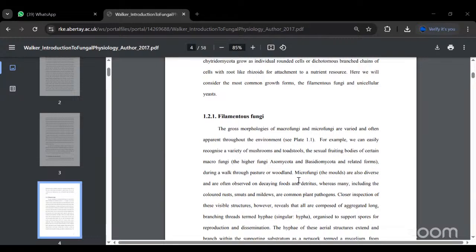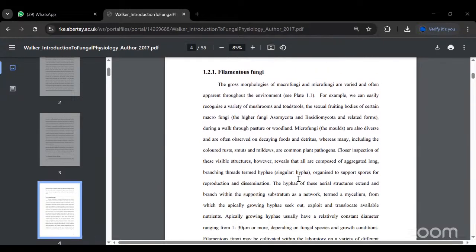During a walk through a patch of woodland, microfungi, that is the molds, are also commonly observed on decaying food and detritus, whereas many, including the colored rusts, smuts, and mildews, are common plant pathogens. Closer inspection of these visible structures, however, reveals that all are composed of aggregated long branching threads, hyphae, organized to support spore formation and dissemination.